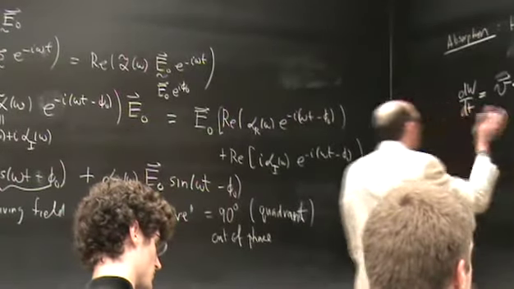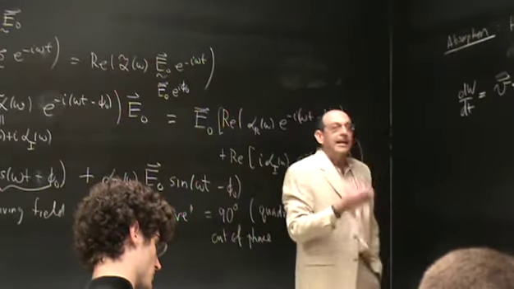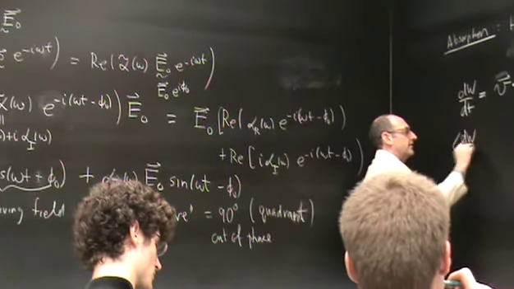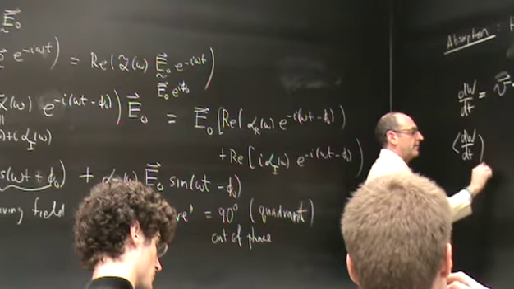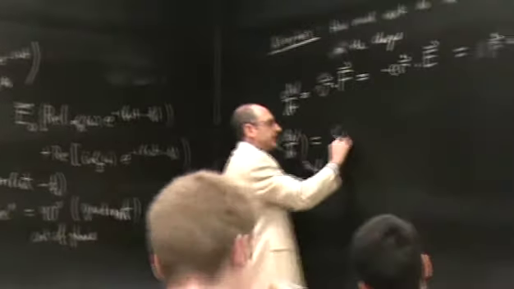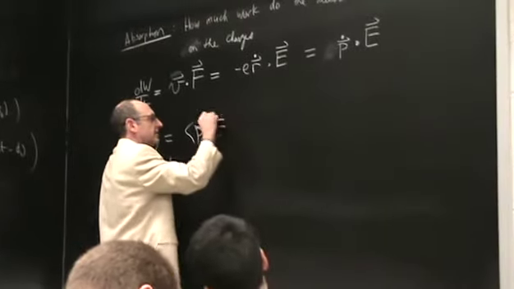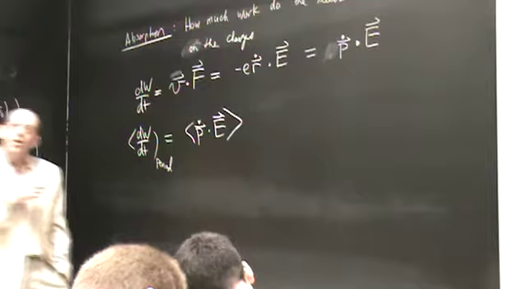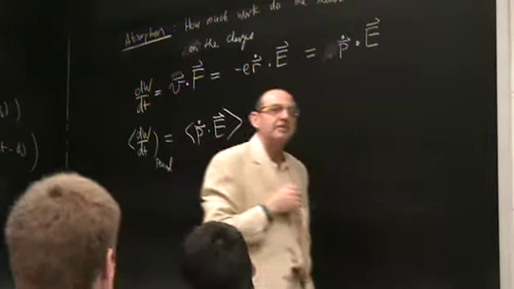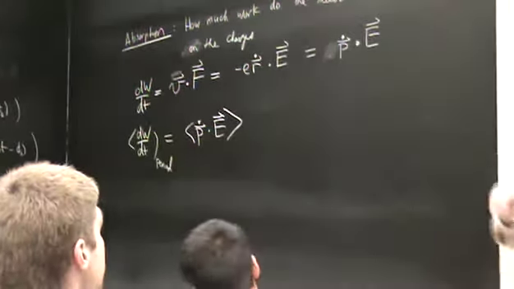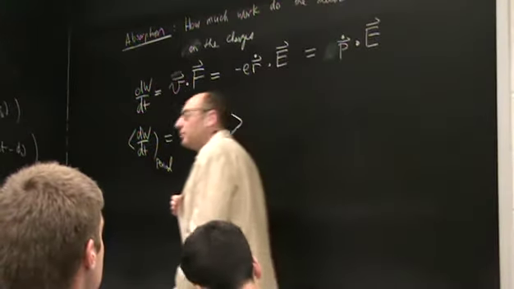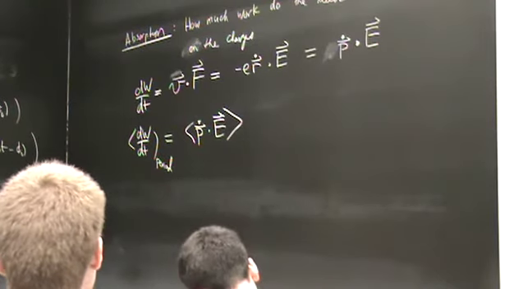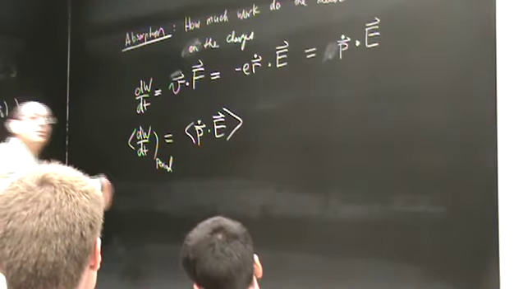Let's look at the case where I time average this, time average over a period of oscillation. We know how to quickly take the time average of a product of functions which are oscillating at a frequency omega. How do we take that time average? We use the complex amplitudes and the complex conjugate.